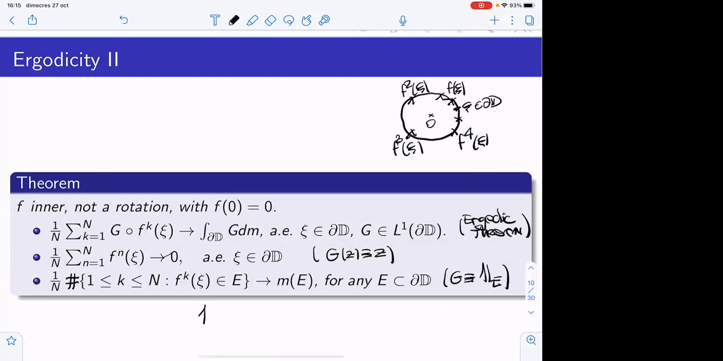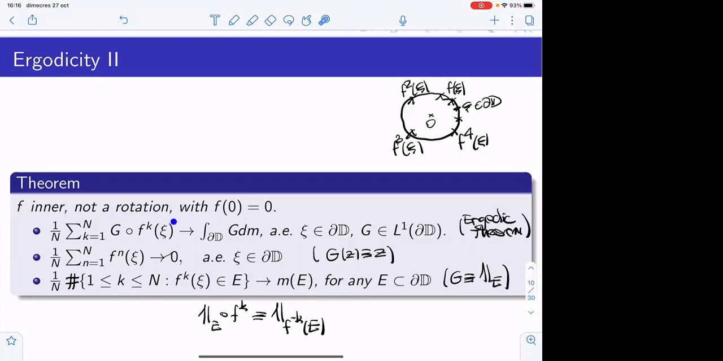So this is what I mean, that the characteristic function of E composed with f^k is the characteristic function of f^{-k}(E). So this means that in the ergodic theorem, when you are computing that, you are just adding characteristic functions of the preimages. Then this sum counts precisely the number of times, up to time n, where the iterates lie in the set E.